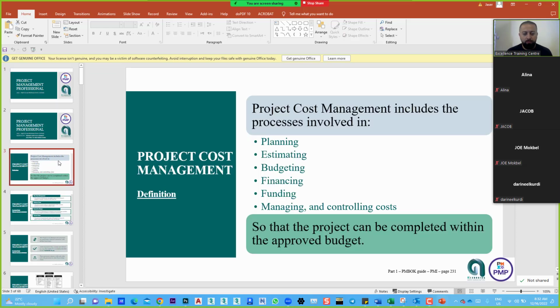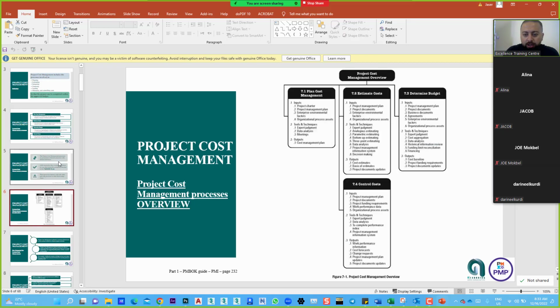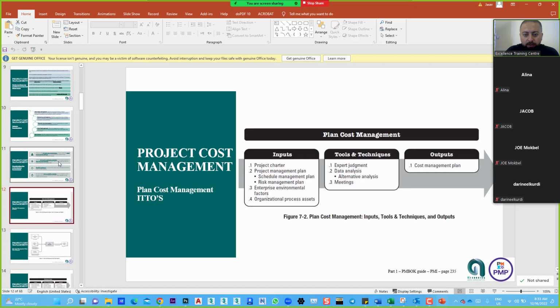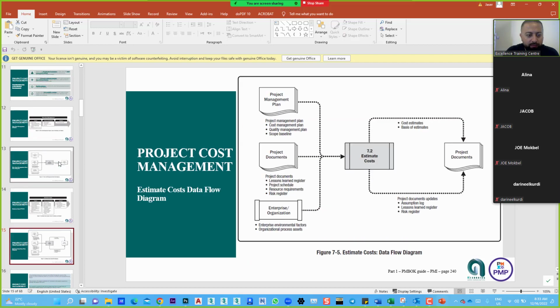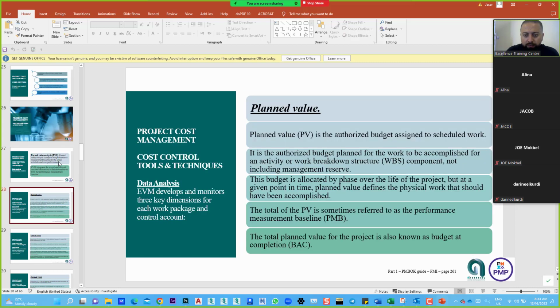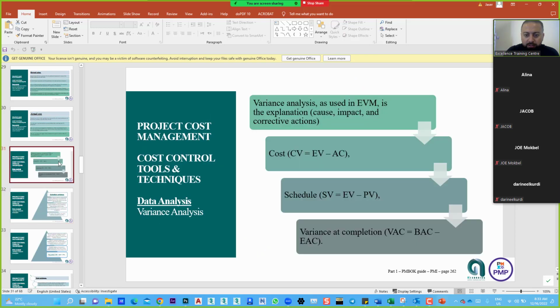We will go fast to the example. We know that we are doing that for planning, estimating, budgeting, and so on. And those are inputs and outputs for your process. I'm looking for an example. I wish I find it very fast. Earned value analysis. We know what the definition is now. We know what the planned value is as well, earned value, actual value, and so on.